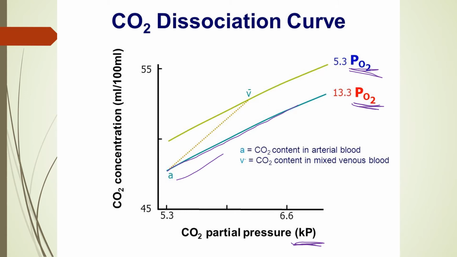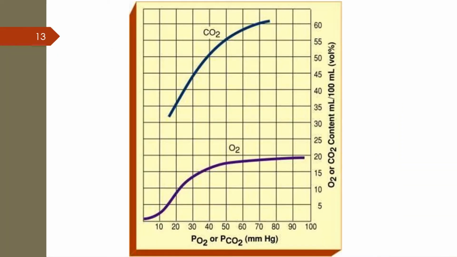So, as we move from arterial to mixed venous blood, our CO2 concentration will increase, but it's a linear increase. It's very predictable. We don't have this whole S-shaped curve that we had with the oxyhemoglobin dissociation curve. So it's very linear, very straightforward. Once again, some of this might be helped secondary to having 6 ways to transport the gas instead of 2.